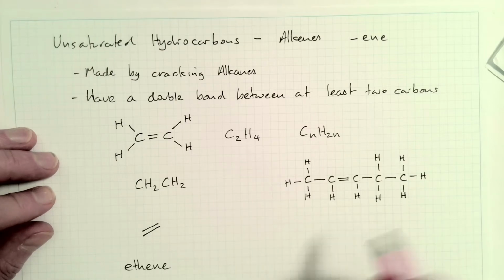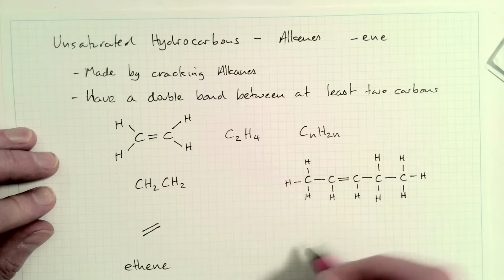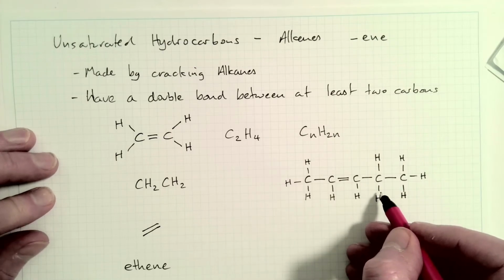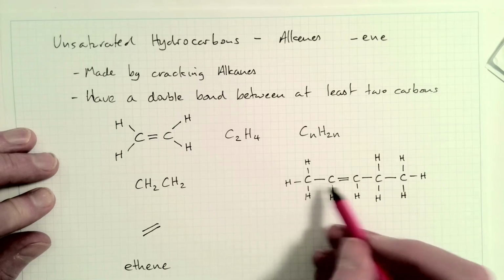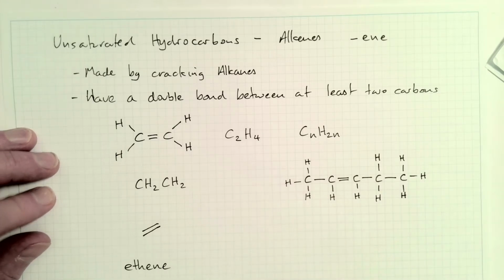We'll talk about the reactions of alkenes very shortly, addition reactions. But let's have a look at this. What are we going to call this thing is the first critical issue. Now there's 1, 2, 3, 4, 5 carbons, so it's going to be a pentene. ENE and pent for 5 carbons.